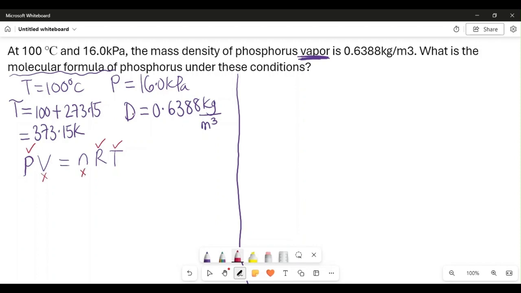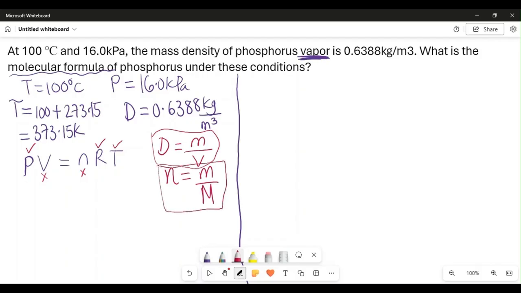So you have all of this information, but you don't have the volume and you don't have the number of moles. But what you do have is the density. And we know that density equals mass over volume, right? And we also know that number of moles equals mass over molar mass. So we can substitute the information in terms of density and mass for the volume, and mass over molar mass for the number of moles, because we're actually solving for the molecular formula. So we're going to do that.